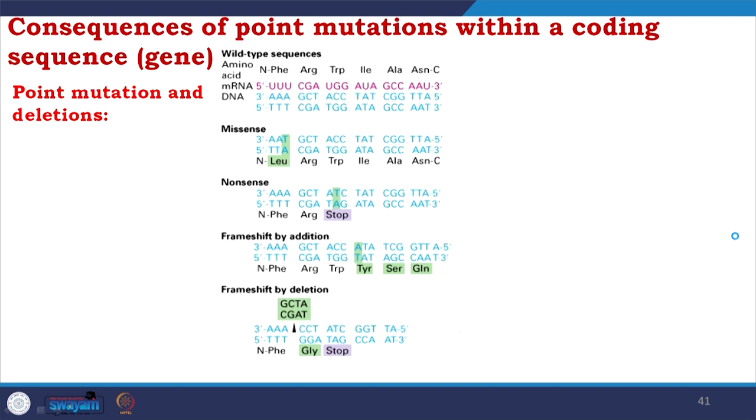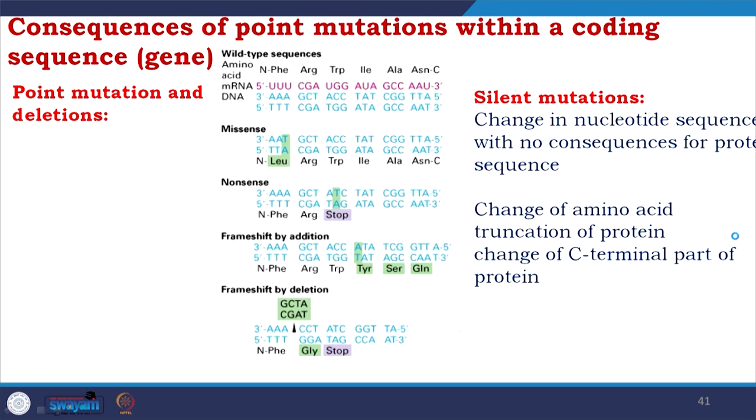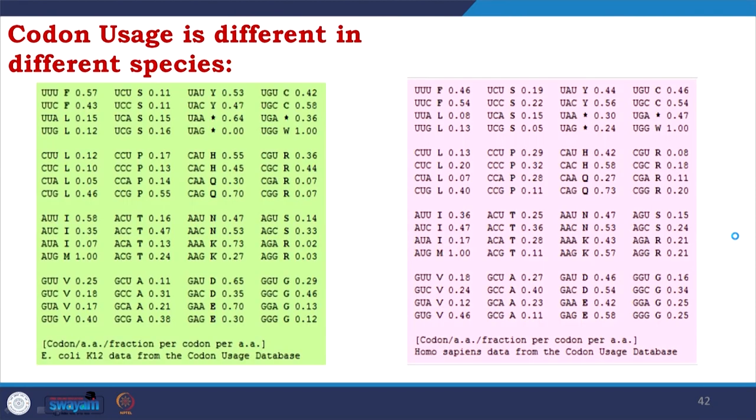So, these are the consequences of point mutation within a coding sequence. You have the wild type sequence where you have the DNA sequence, mRNA sequence, and amino acid sequence. It could be a missense mutation, it could be a nonsense mutation, it could be a frame shift by addition of a nucleotide, or it could be a frame shift by making a deletion. What are the results? So, you could get silent mutations, a change in nucleotide sequence with no consequence on protein sequence. You could make a change of amino acid, there is a truncation of protein where a stop codon is introduced. Change of the C-terminal part of the protein, change of the N-terminal part of the protein, all those are possibilities through mutation.